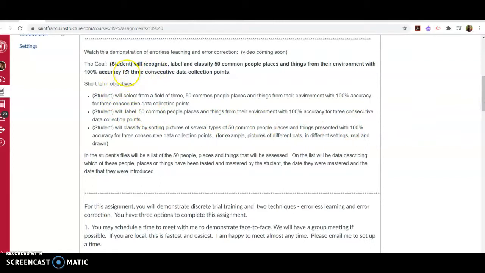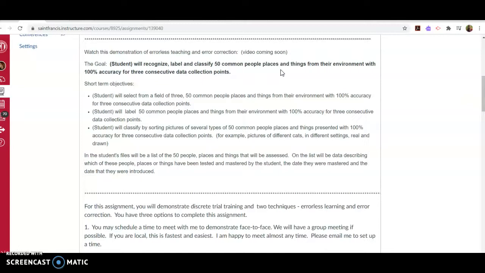This is his IEP goal. He'll recognize, label, and classify 50 common people, places, and things from his environment with 100% accuracy for 3 consecutive data collection points. Now, this is a typical IEP goal for verbal behavior based on some of those skills that we track in the VB-MAP, ABLES, etc.